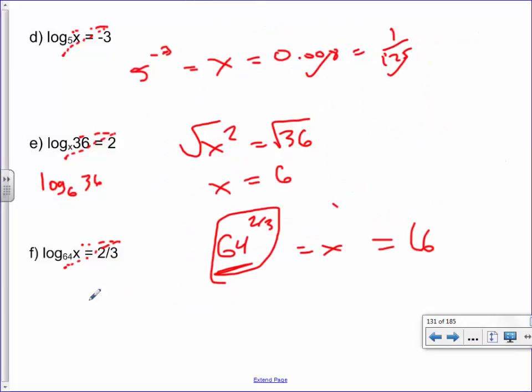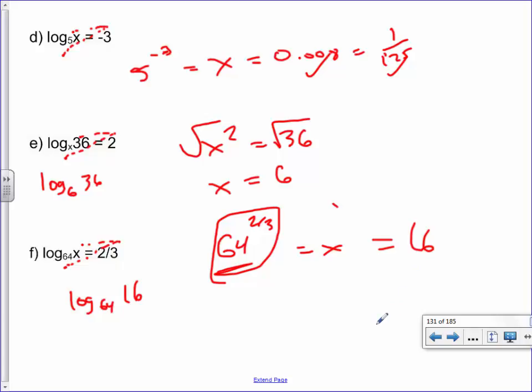Or let's just check this another way. Log base 64 of 16. How many times can a 64 go into a 16? Well, it can't, right? Because the 64 is bigger than the 16. That's why this is a decimal number. It does work, but what you have to do is 64 to the 2/3. You get a part of a 64 that'll give you a 16. You can't have the full thing.